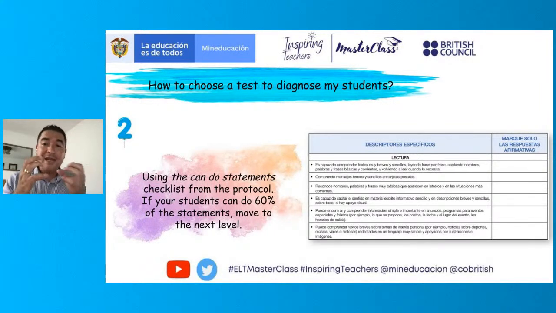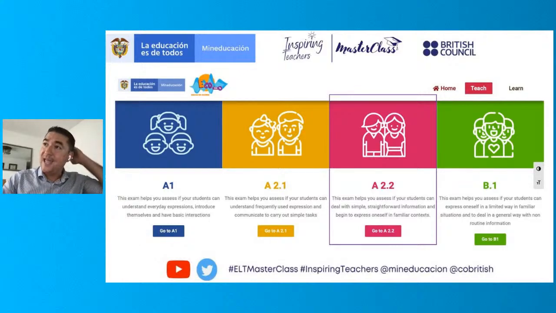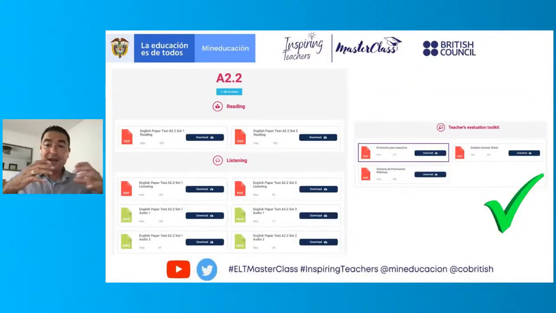And then when you already know the kind of exam that you're going to implement for your class, what you do is you go to EcoWeb and you take the test. This is my example. For my class, I took an A2.2 test from EcoWeb resources. And following the teacher's evaluation toolkit, I went to my language classroom, I took the test, I administered the test to my students, and guess what?